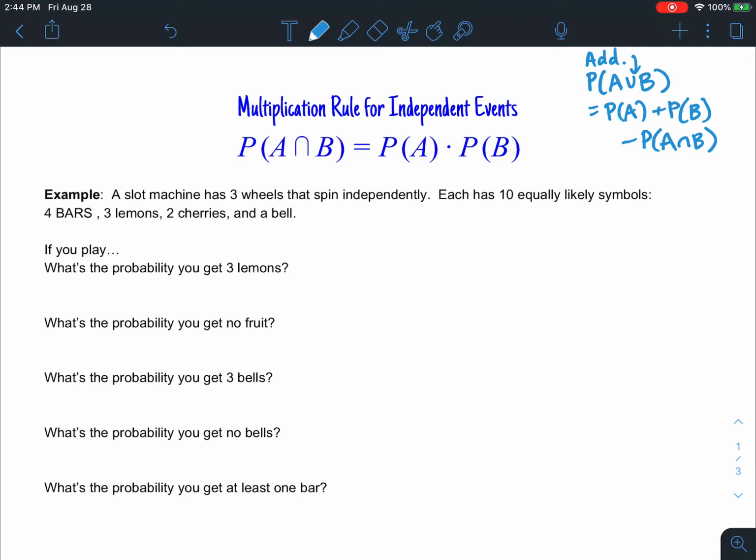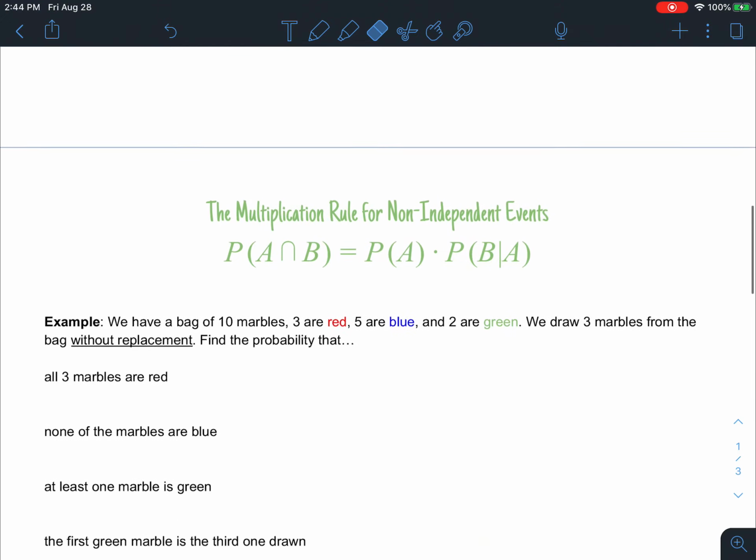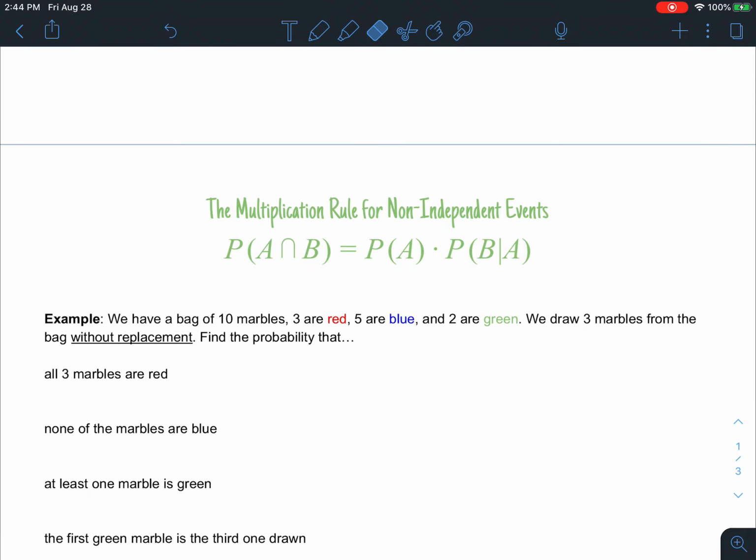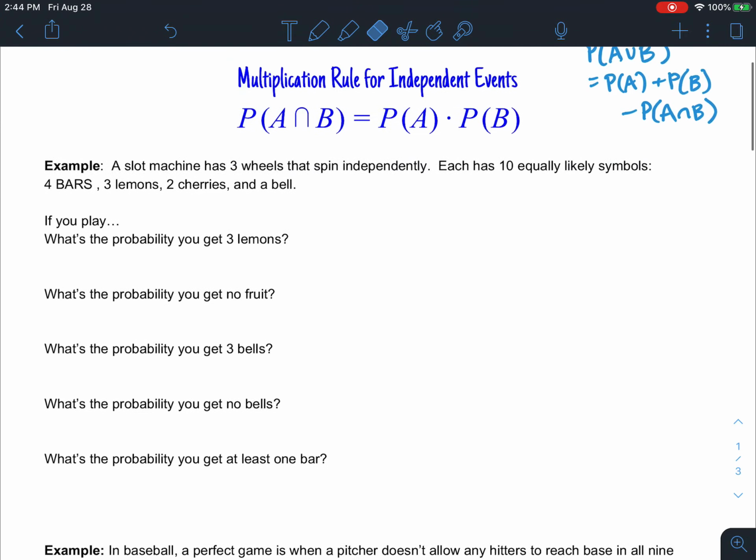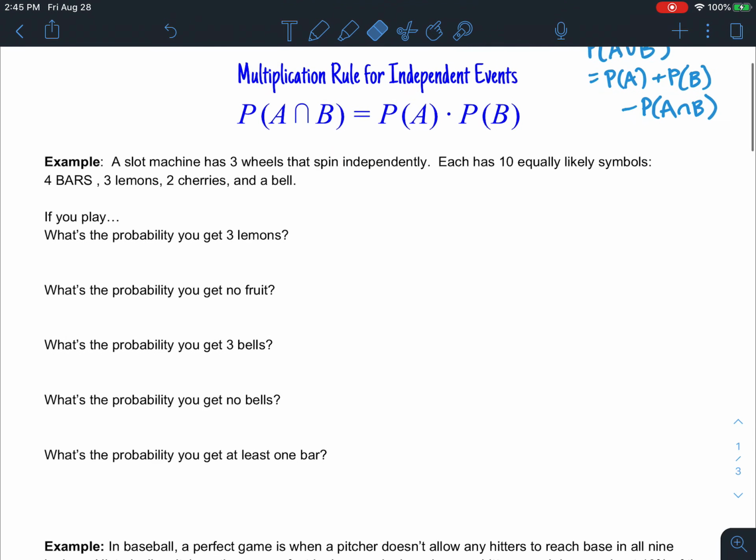So what about and? That's what we're going to talk about today. What about if we have two events, A and B? What's the probability of those happening? Well, instead of using an addition rule, we're going to use a multiplication rule. The tricky thing is that the multiplication rule is slightly different for if the events are independent or not. So we're going to look at the multiplication rule for independent events, and then later down in your notes, there is a multiplication rule for non-independent events. Just a slight difference.